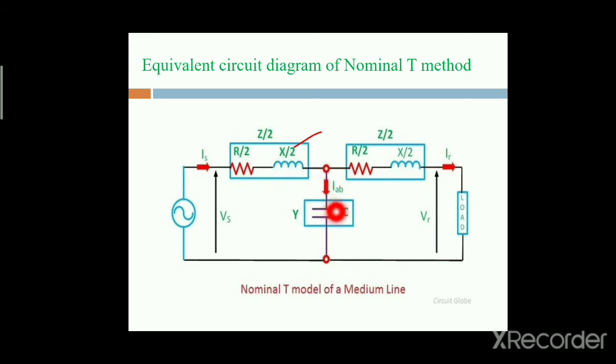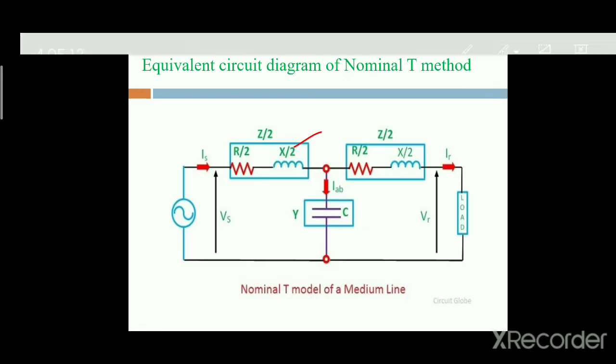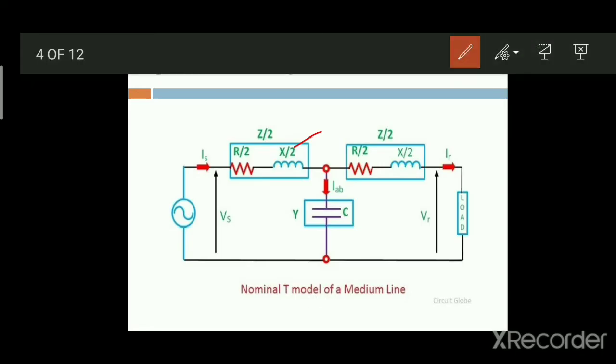Okay, IAB means the current flowing through the capacitance. It is also called IC. This is the current flowing through the capacitance, so IAB is equal to IC. Okay, Y is called the susceptance.